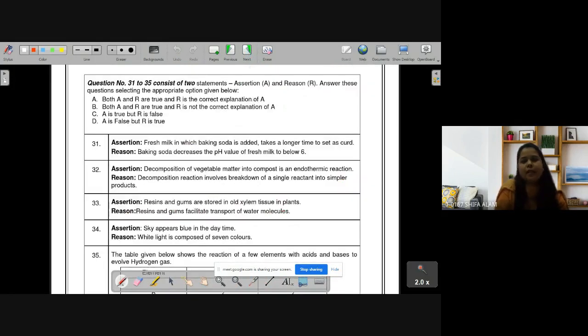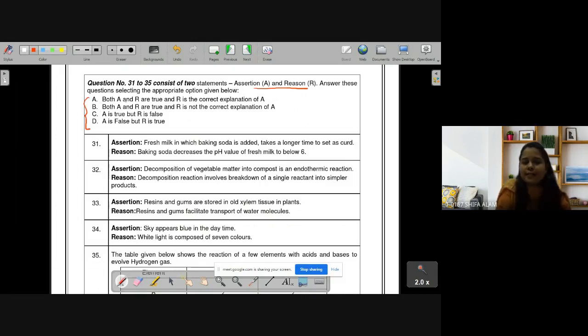Next we come to another set of questions where the category is a little different. It carries assertion and reason as the two statements. We have to study both the statements of assertion and reason and choose the correct option among these four.